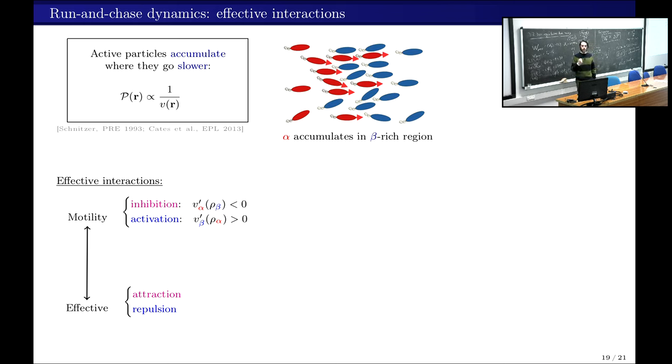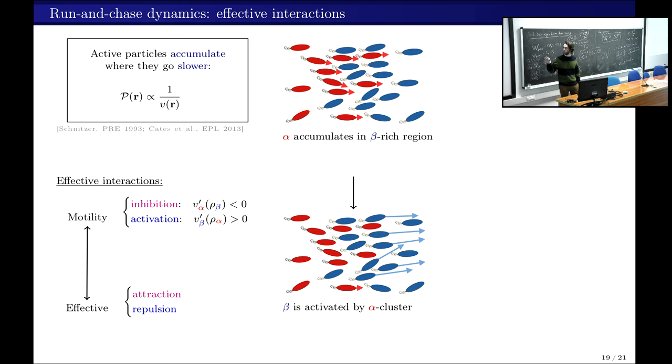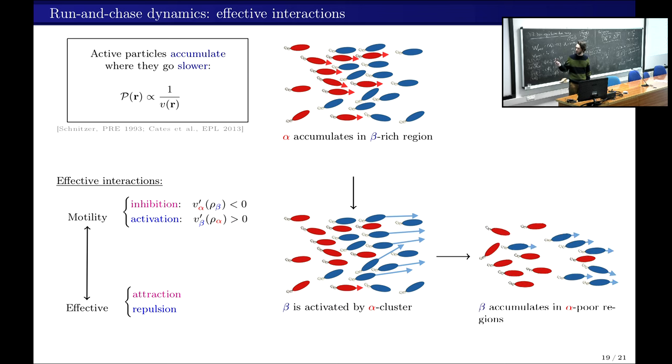alpha, which is inhibited by beta, will accumulate in beta-rich regions. So it will slow down. But beta will be activated by alpha. So it will speed up and run away. Now alpha is activated by the lack of beta particles. So it will chase after them. And this will set on the run and chase dynamics, which is the microscopic origin of the patterns that I was showing to you before.